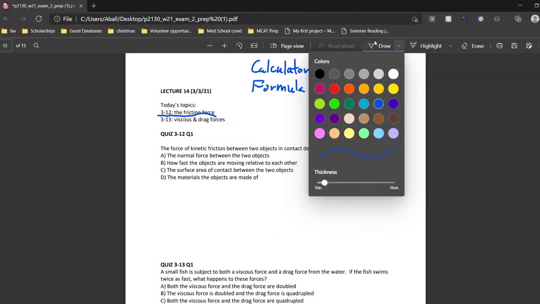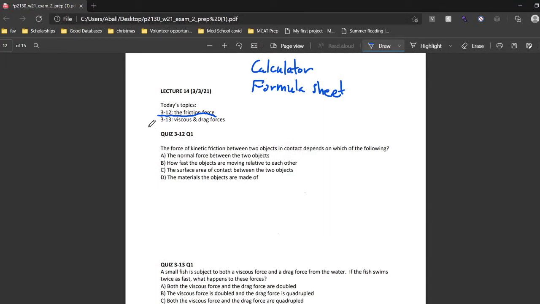Hello everyone. So today we are going over concept 3-12, frictional force. We're going to just be going through all the questions related to 3-12. And as always, I want to make sure you have your calculator on you as well as your formula sheet, as that makes this whole process of going through these questions a lot easier.